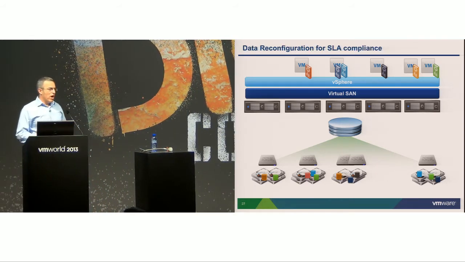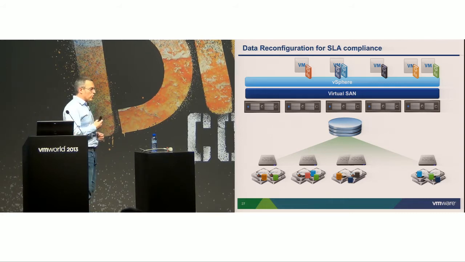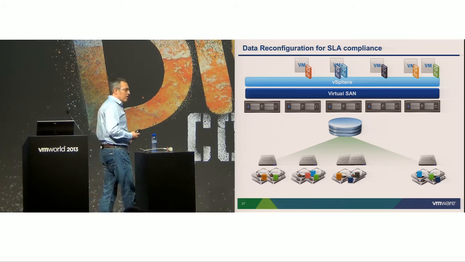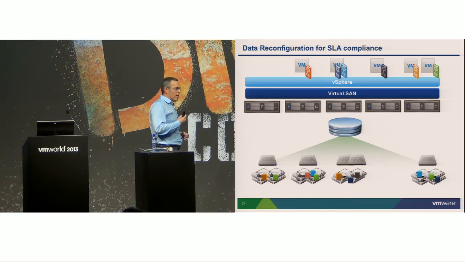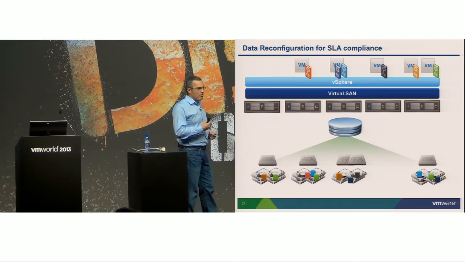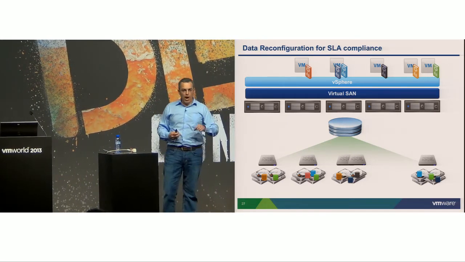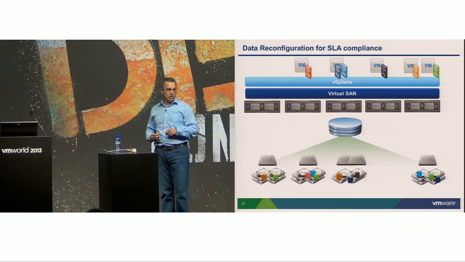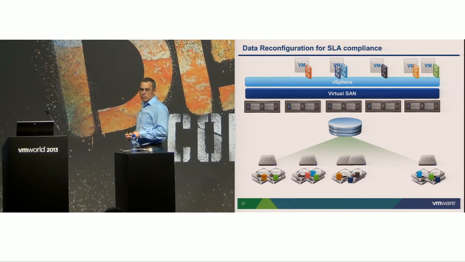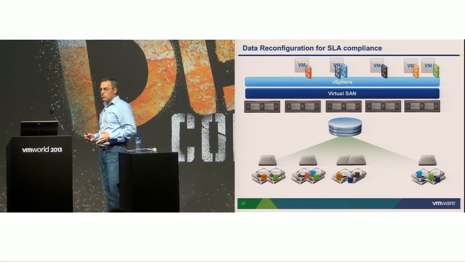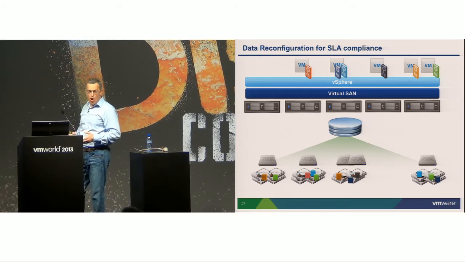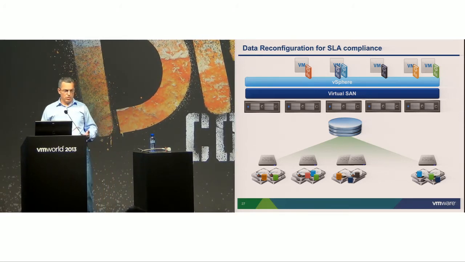vSAN, in the meanwhile, is always actively monitoring the state of your data for every VM disk, and automatically enforces those policies that the user specified, even if things happen in the system, like failures or degradation of performance for some devices, or even sometimes when the workload changes.